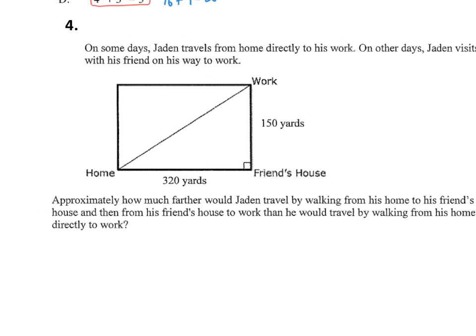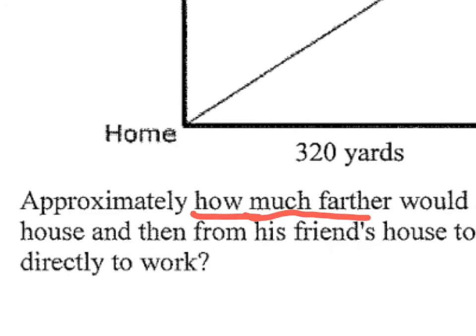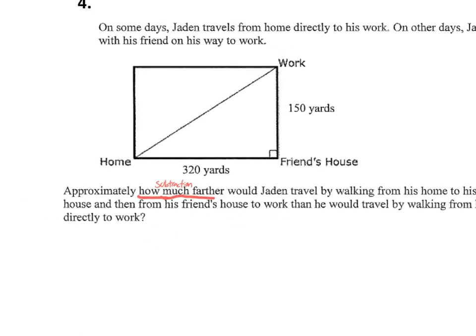On some days, Jaden travels from home directly to his work. On other days, Jaden visits with his friend on his way to work. Approximately how much farther would Jaden travel by walking from his home to his friend's house and then from his friend's house to work than he would by walking from his home directly to work? Here's the important part. How much farther? Because they're asking how much farther, we are going to have to do subtraction. In fact, I'm going to label this part subtraction. So they've already given us some values here.